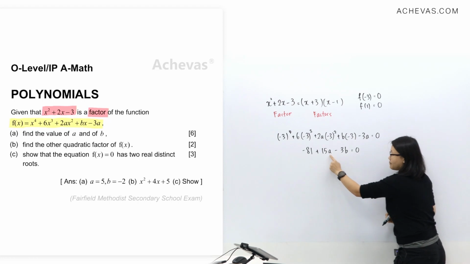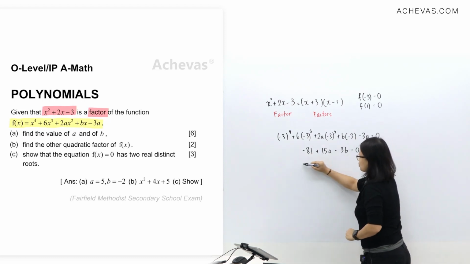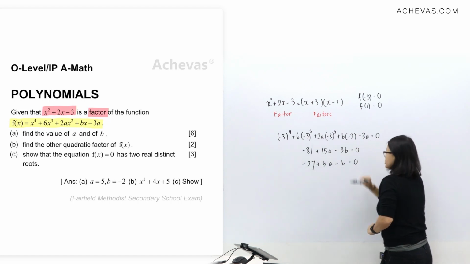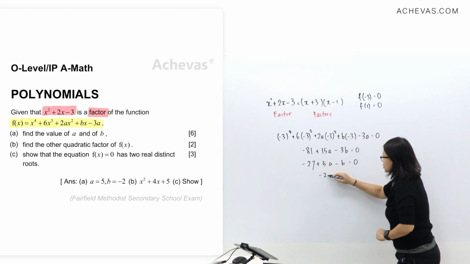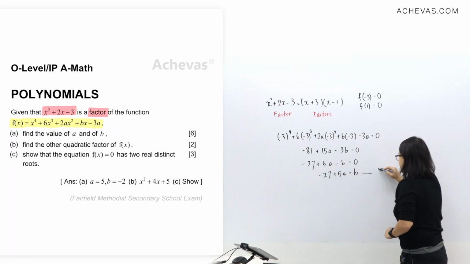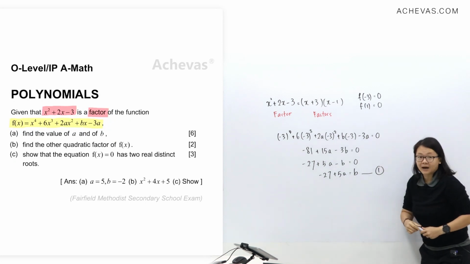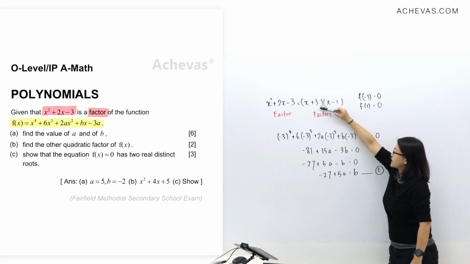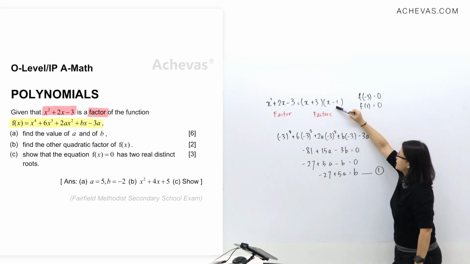Now, I notice these are multiples of 3. Let me divide by 3 now. I have -27 plus 5a minus b equals 0. And I'm going to rearrange so that I get b on the right hand side, and I label this as my equation number 1, by working on the first factor. Alright, so the first factor x plus 3. Now let's work on the second factor x minus 1.